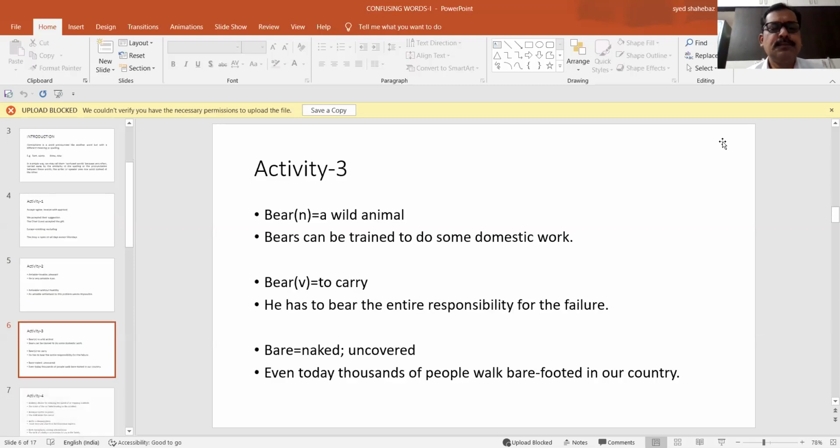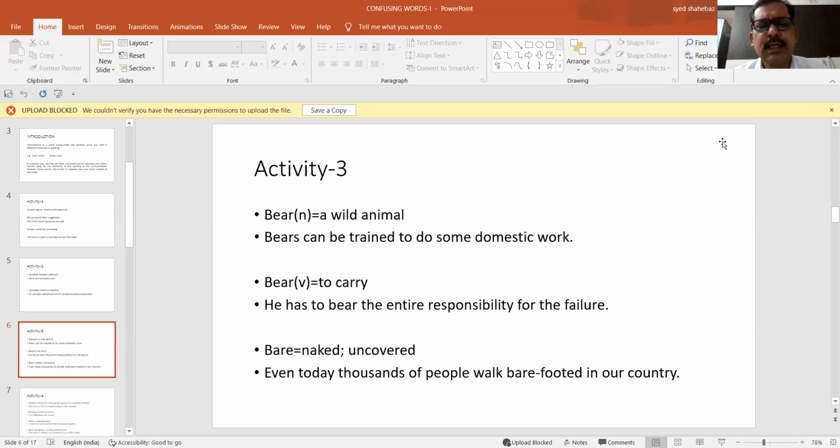Next, we come to slide 3. The first one is a noun, the word bear, a wild animal. Bears can be trained to do some domestic work. So these are wild animals. They can be trained to some extent to do domestic work. They can be tamed to some extent. It is a wild animal, but it can be tamed to some extent. Bear.